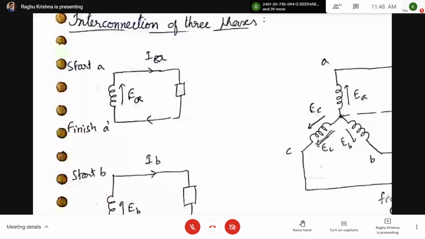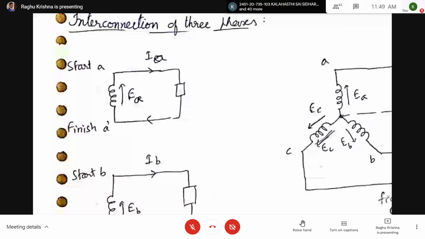Okay, thank you. If you take the phase A voltage, you can see A and A dash, which are the terminals of the coil. A is considered the start point of the coil and A dash is considered the finish point. If a load is connected, a current IA will flow through the load. EA is the voltage induced in coil A.